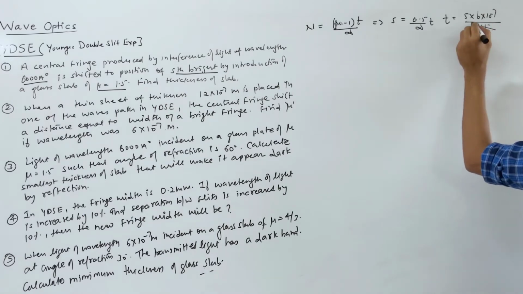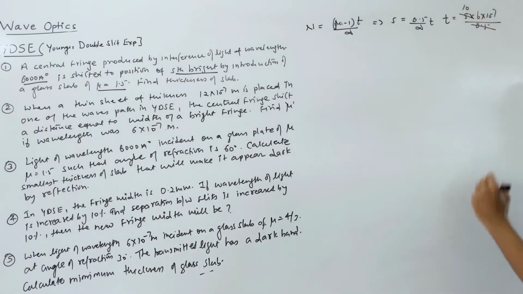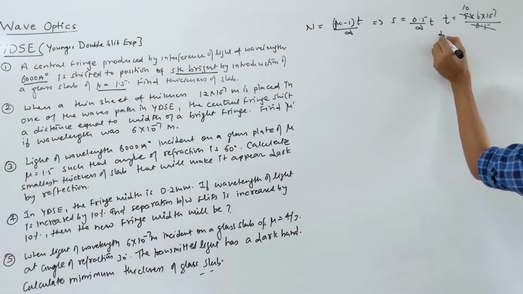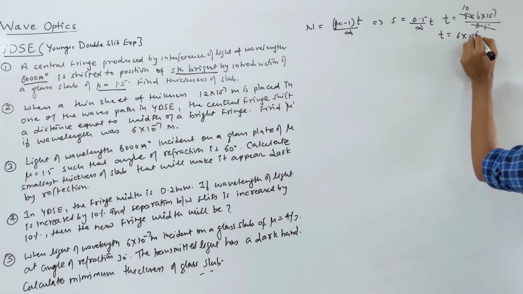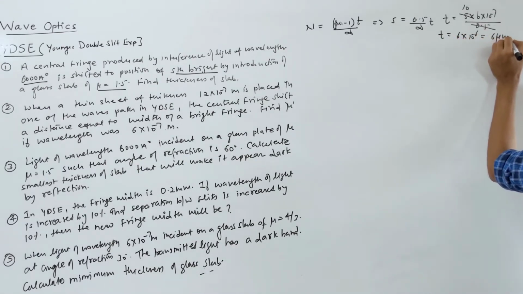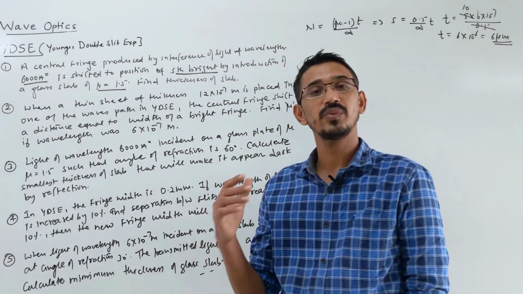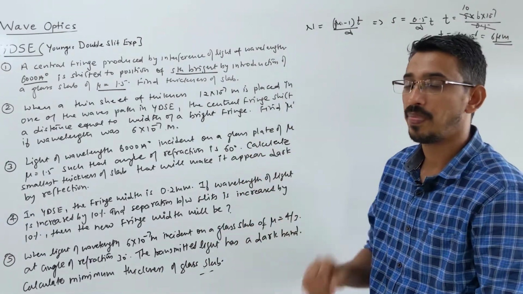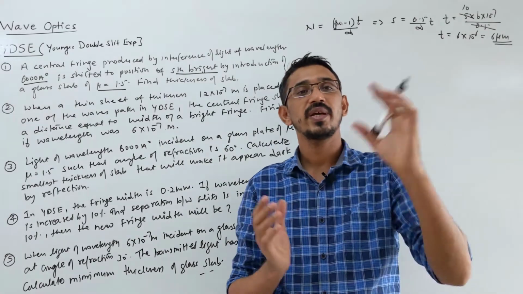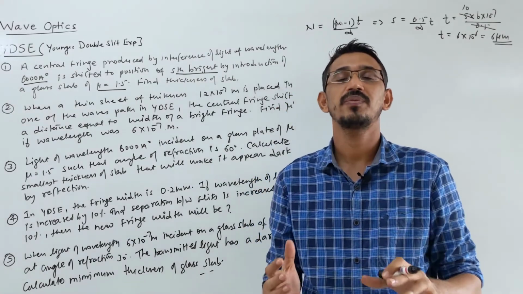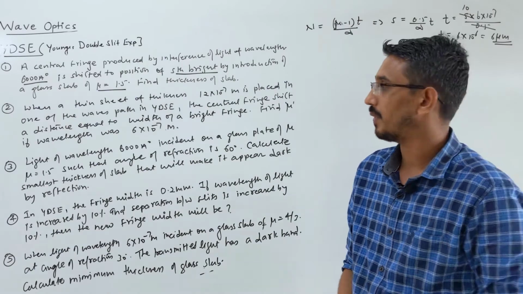0.5. So this goes 10 times, and the thickness becomes 6 into 10 power minus 6, or 6 micrometer. That will be the thickness of that slab. So here the number of fringes shifted is given. Sometimes the distance by which the central fringe is shifted is given, x is given to you.